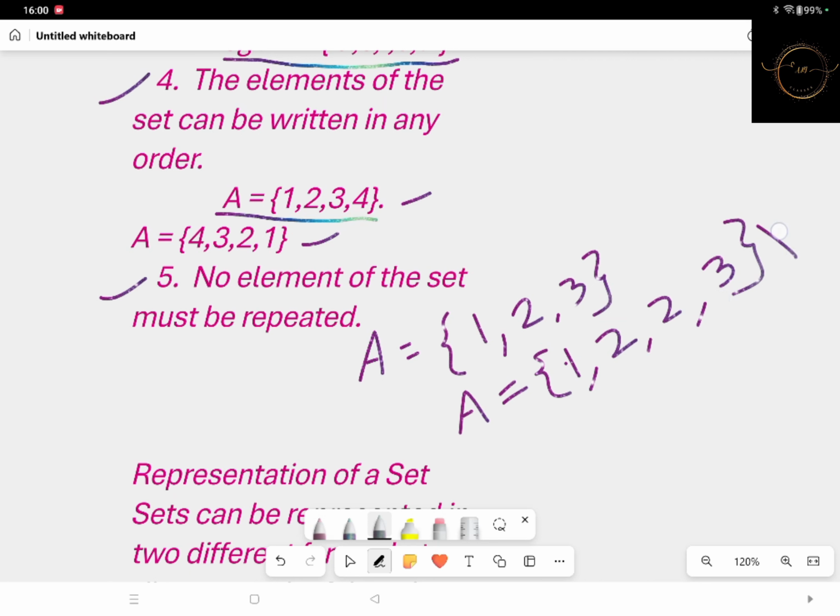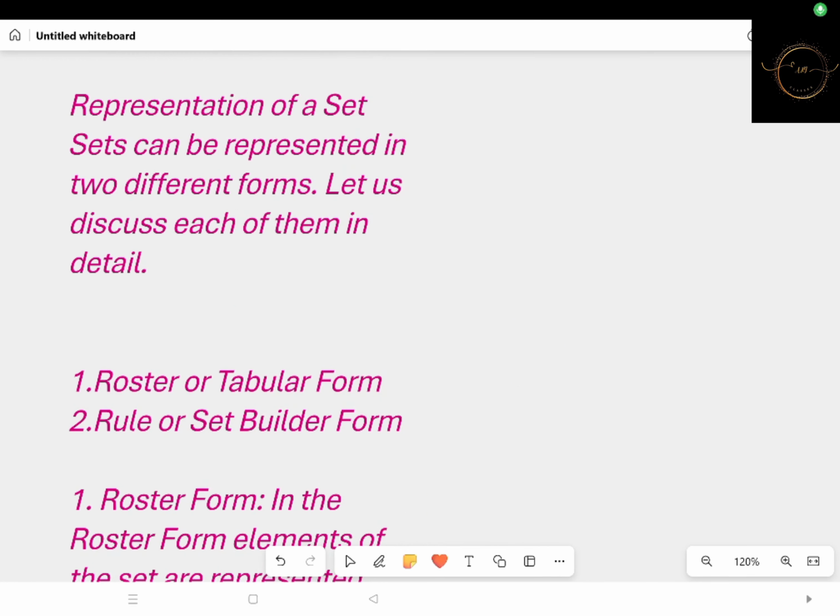So that is not a set. None of the elements of any set can be repeated more than one time. The first is considered a set, but the second one will not be considered a set. The next part we will learn about is representation of a set, that is, how can a set be represented.